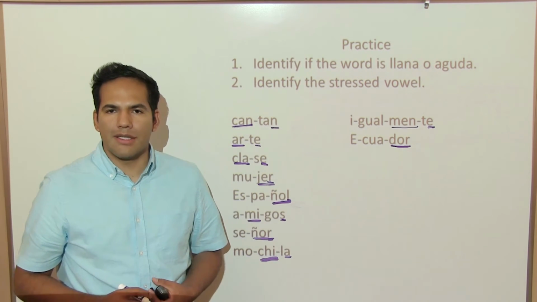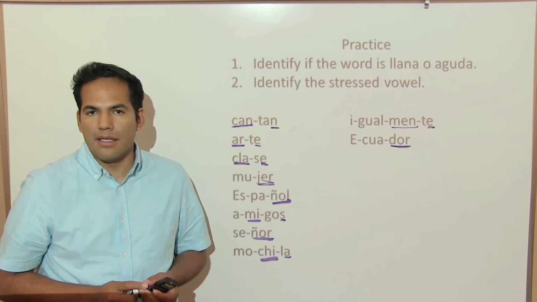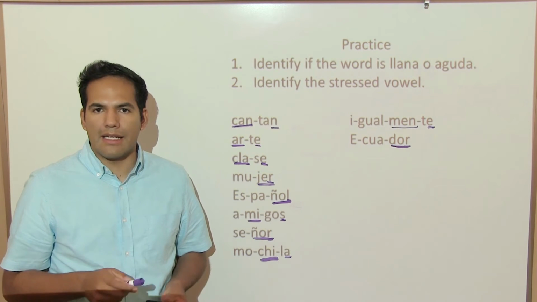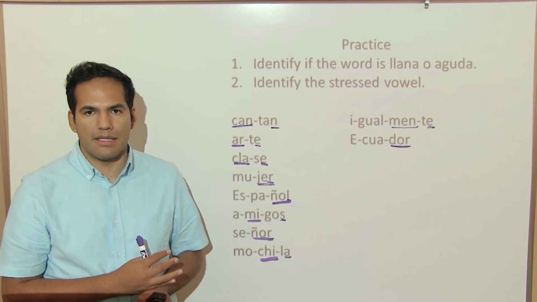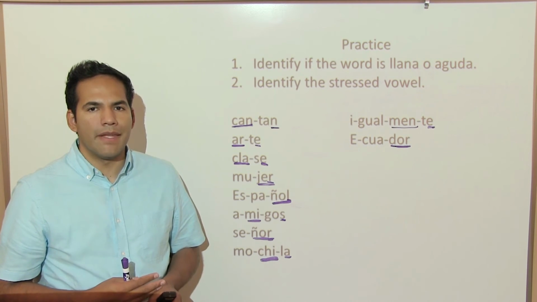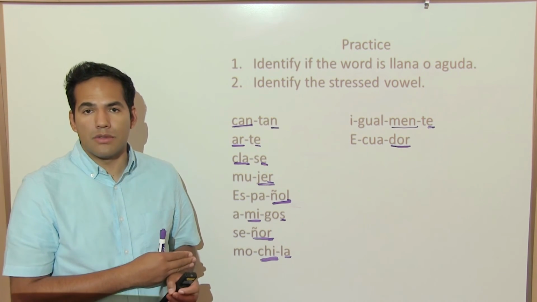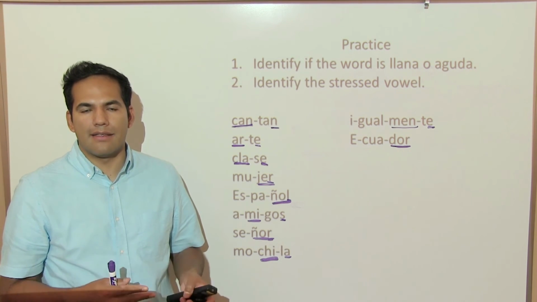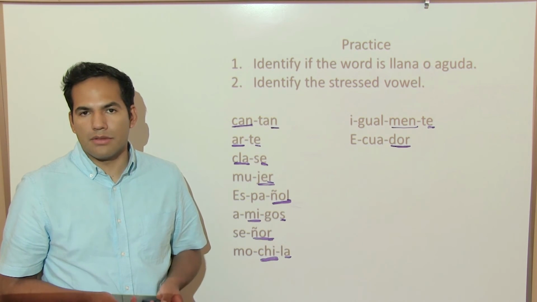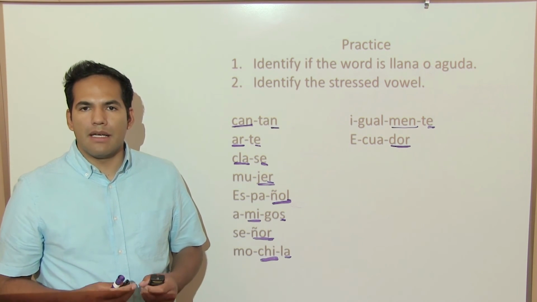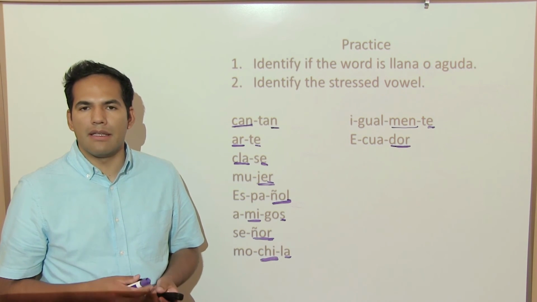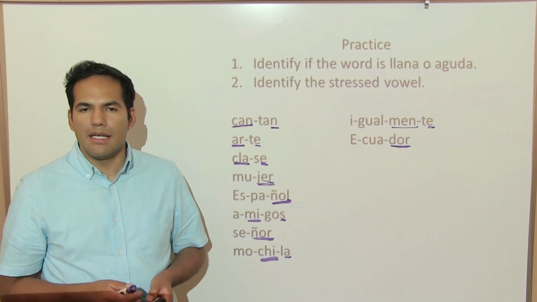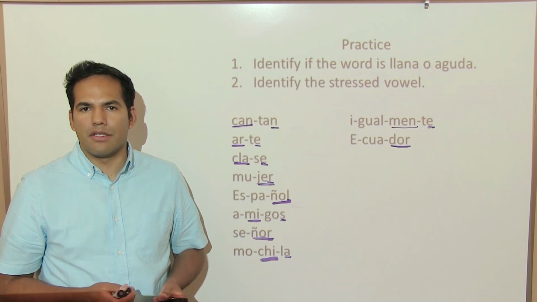Okay? So I hope this works as an introduction to stress in Spanish words. Just remember that whenever there's a marked accent on the word, that's the syllable you have to emphasize. But if there is no accent, these two rules will help you identify if the word is a llana or aguda, and then place the stress correctly. At the beginning it could be a little confusing, but the more you practice and look at Spanish text and try to identify the words, the more you'll improve your pronunciation.